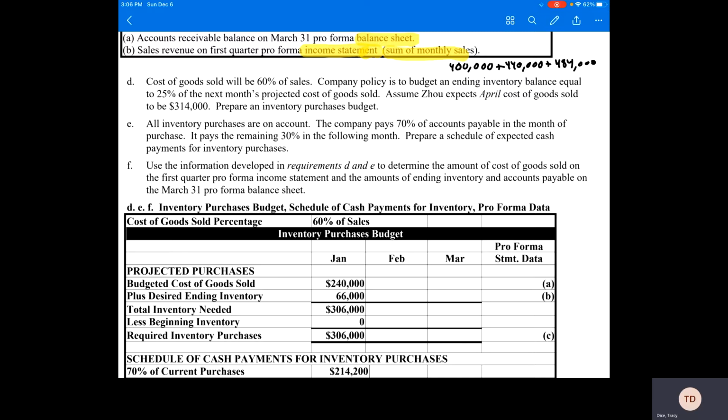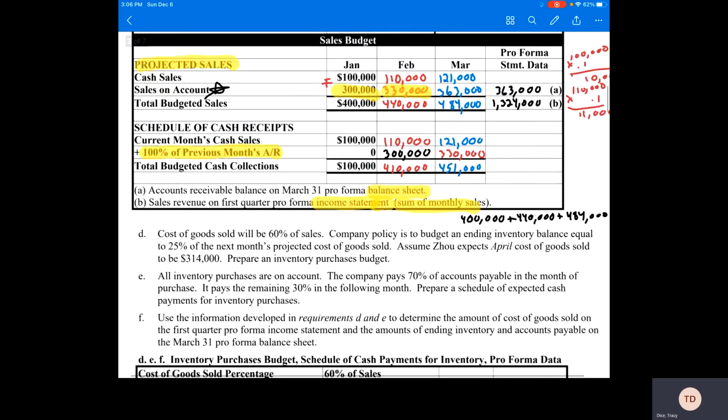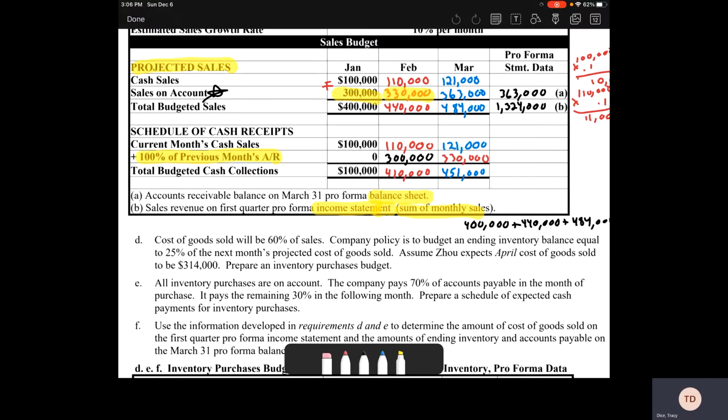So we're going to start with part D, and it's looking at the cost of goods sold. It's going to be 60% of your sales. So that's the first thing we're going to fill out in this inventory purchase budget. We know our cost of goods sold percentage is 60%. So what we do is we need to come back up here and find our total sales for the month of January. And from before, we had $400,000.